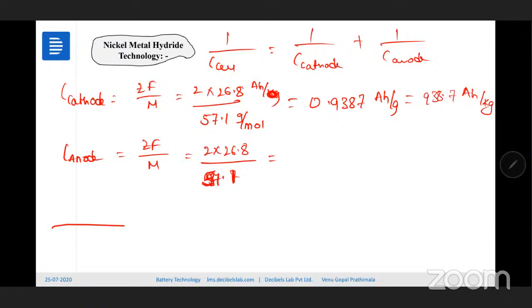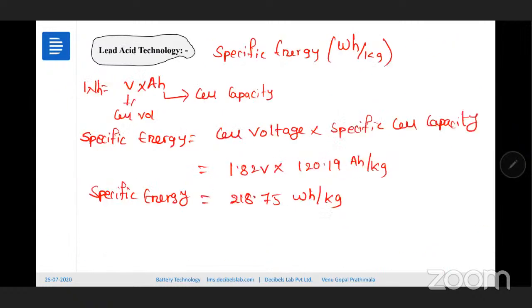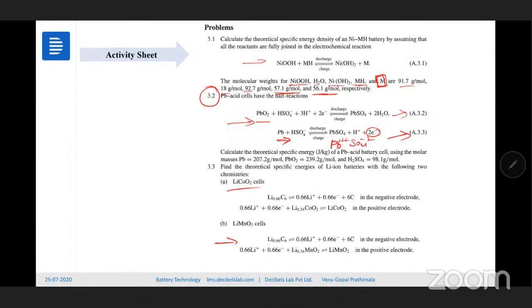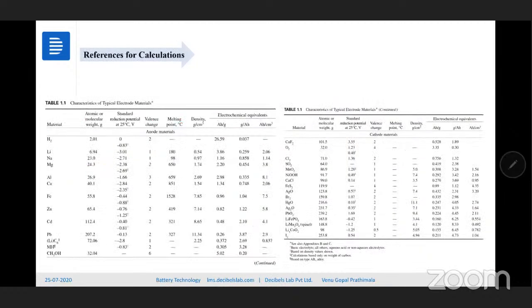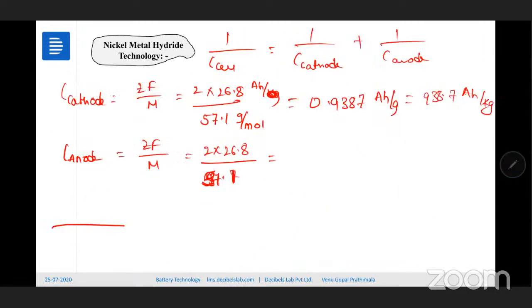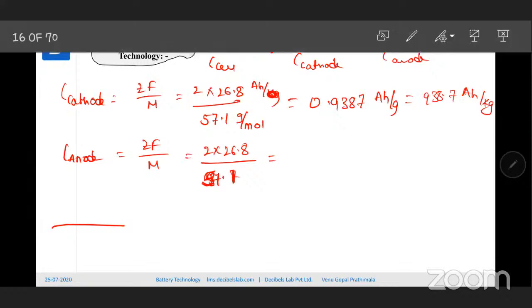I think we have done. What is the value you're getting? M for NiOOH from the question, it is 91.7, and M for metal hydride, it is 57.1. So this is for cathode and this for anode. So I think then here we have to take 97.1. We have taken the wrong value for cathode value. Sorry for that.